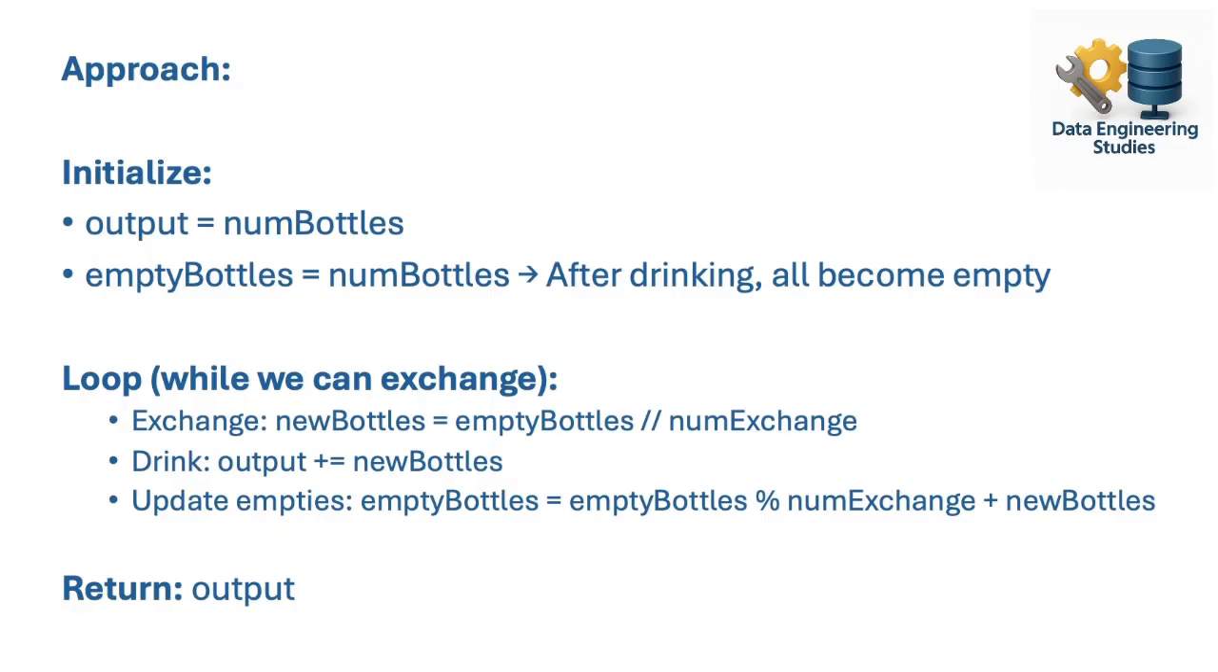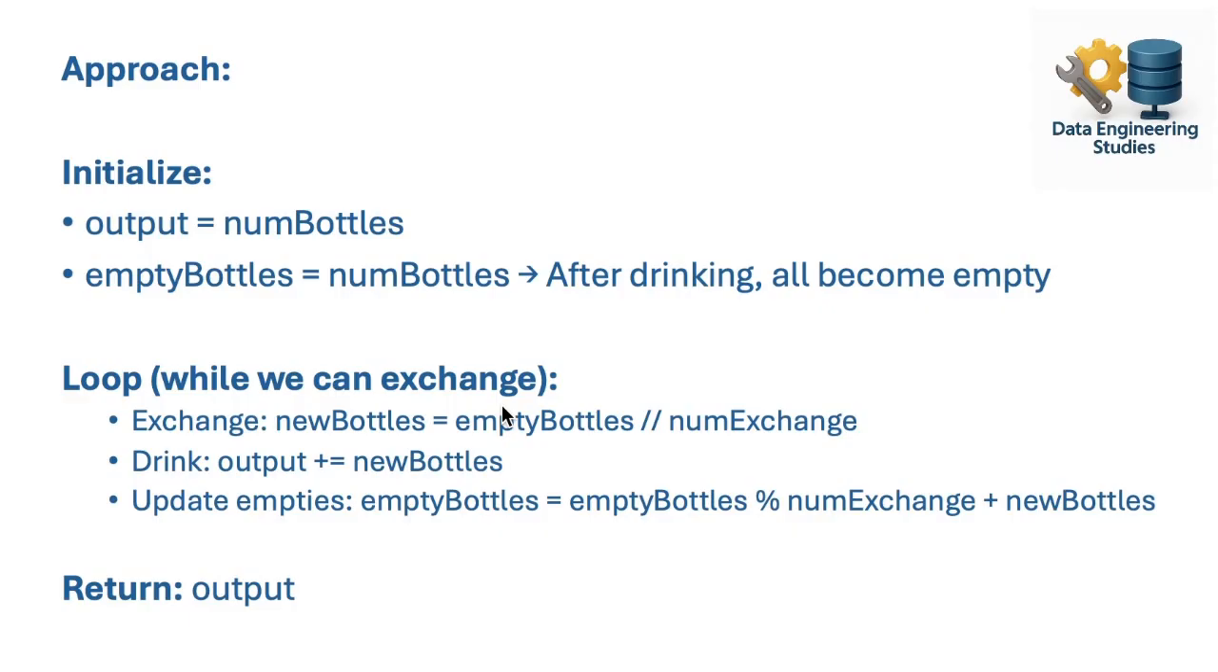Let's see the approach. Initially we will declare the number of bottles as our output. Then we will drink all the bottles and all the bottles become empty. So we will assign the number of bottles as the empty bottles. This is the initial setup. Then we will go with a loop. We will loop until we can do an exchange.